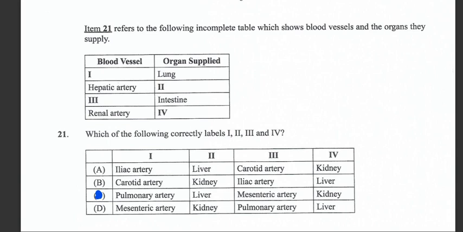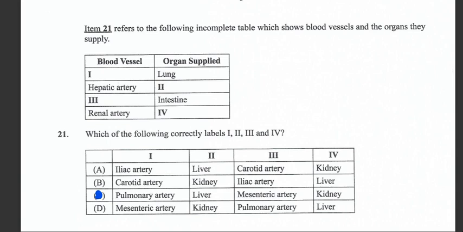So we are talking about the pulmonary artery, which would be the blood vessel. Then we are talking about the hepatic artery. The pulmonary artery corresponds to the lung, and the hepatic artery corresponds to the liver. So the liver would be 2, the organ supplied. And for 3, we're talking about the mesenteric artery.